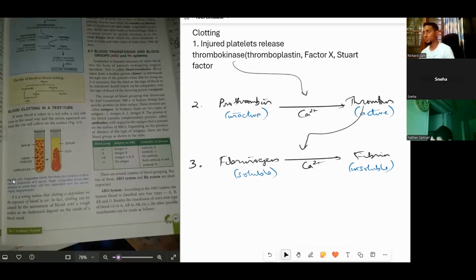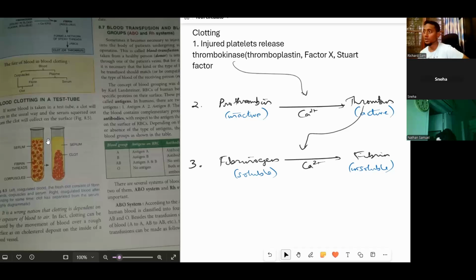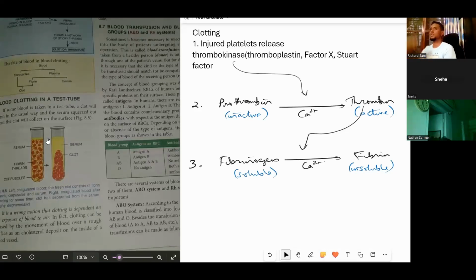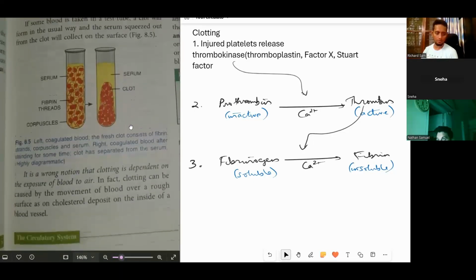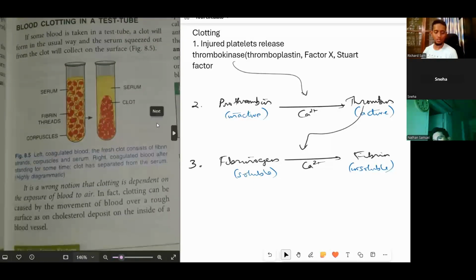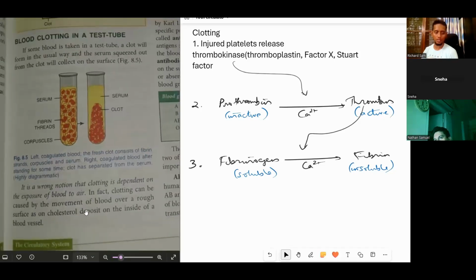Now some people used to think previously that blood clot only happens when the blood is exposed to the air. So they used to think there's a cut and the blood comes out, it's exposed to the air, and that's how the clot is formed. But they tried out some experiments and they saw that you don't need exposure to air for a clot to form. If the blood just moves over a rough surface, a clot can form. Right?